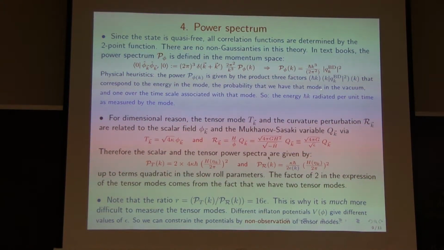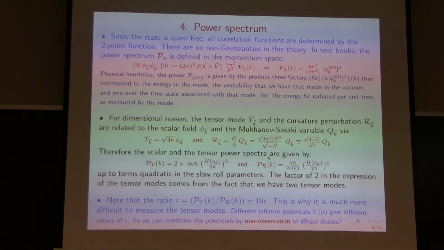So these three factors are the energy in the mode, the probability that the mode is occupied in the vacuum fluctuations, and one over the time interval associated with that mode. Therefore, energy in the mode times probability gives us the energy associated with that mode in the vacuum fluctuations per unit time as defined by that mode. So energy h bar k is radiated per unit time as measured by the mode itself.